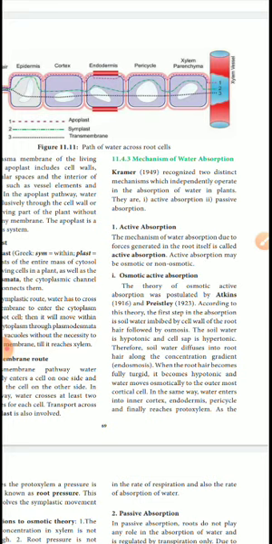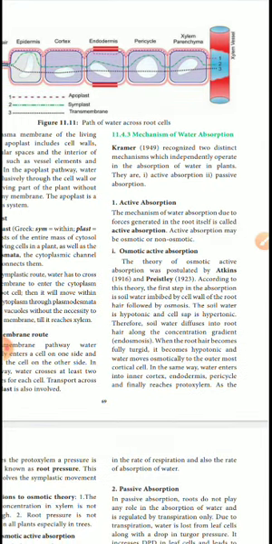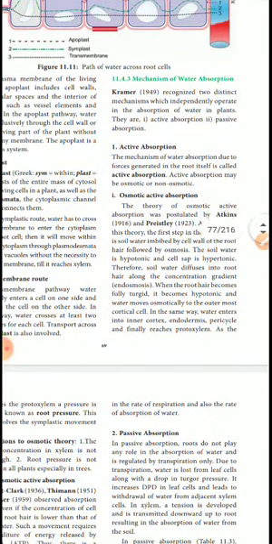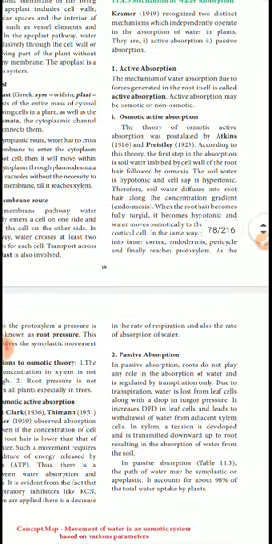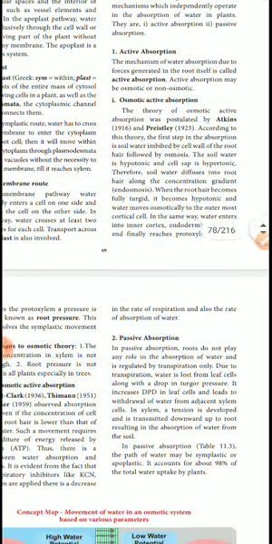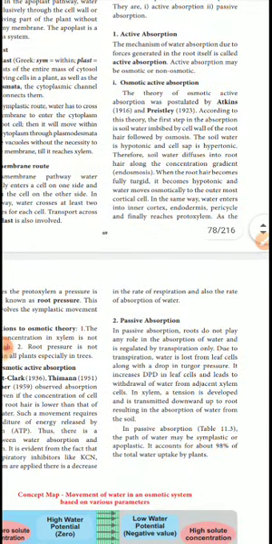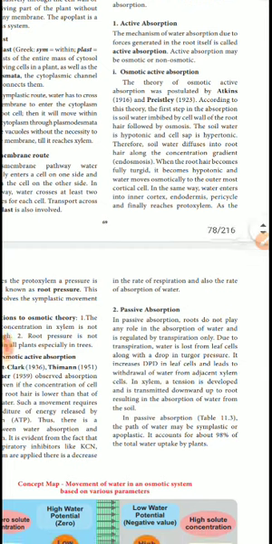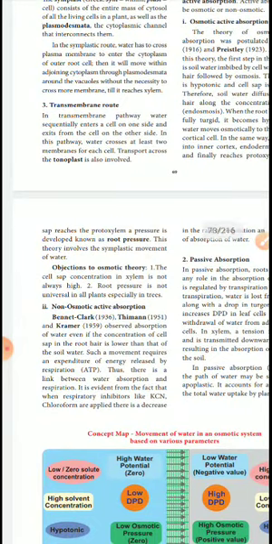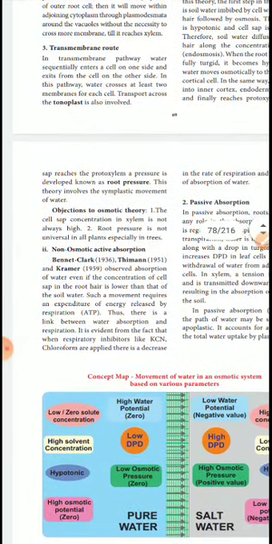Kramer in the year 1949 said there are two distinct mechanisms. Active absorption means water is absorbed due to force generated in the root itself; that we call active absorption. Then osmotic active absorption, a theory by Atkins and Priestley. Atkins said it in 1916, Priestley in 1923. According to this theory, water from the soil is absorbed by the cells of the root hair, followed by osmosis. We have already discussed this, but root pressure is also important. So what are the objections to this osmotic theory?